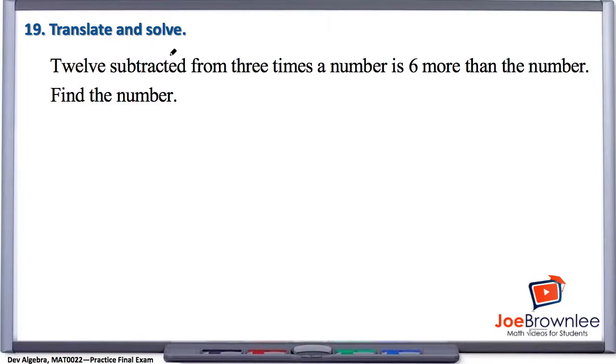Number 19, translate and solve. We've been given: 12 subtracted from 3 times a number is 6 more than the number. Find the number. Now, if you watched video 18, we're also translating a word phrase into a mathematical equation.